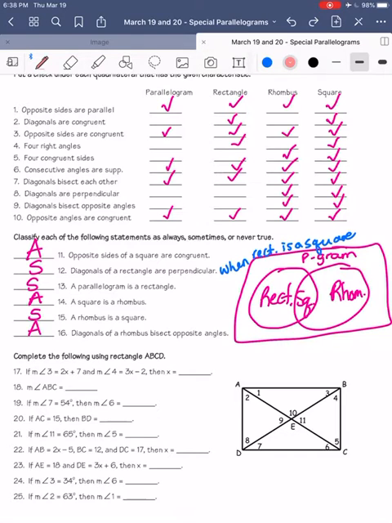And then diagonals of a rhombus bisect opposite angles. That's just in the definition of rhombi. Okay? So that's an always. I would say these two are real tricky, and this one right here. And that one, honestly. So several of those are kind of tricky.